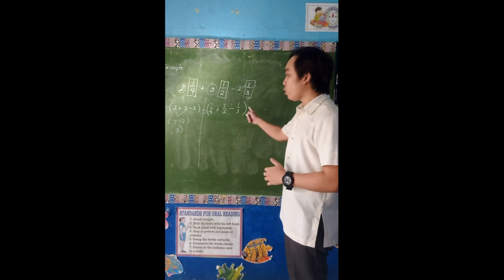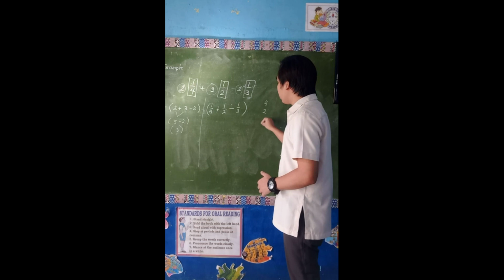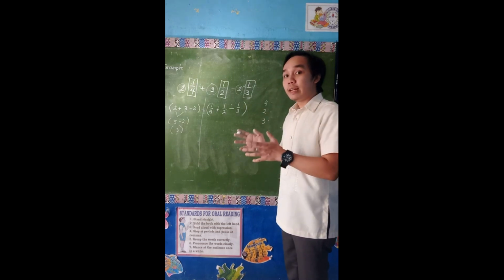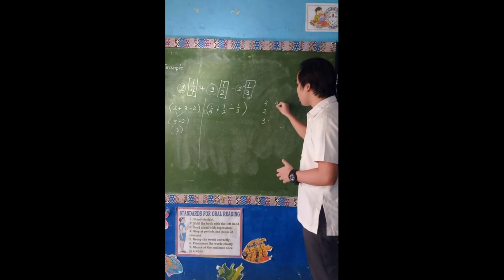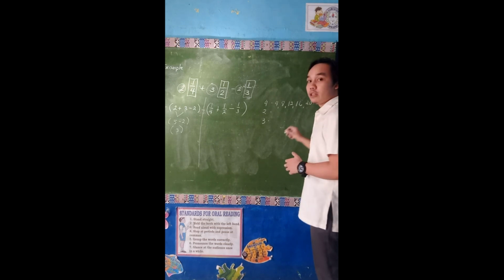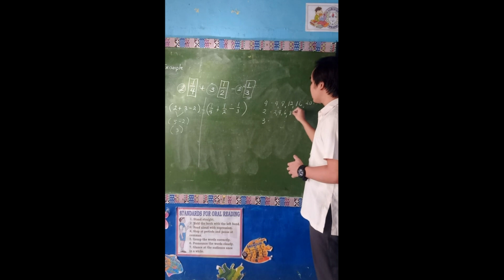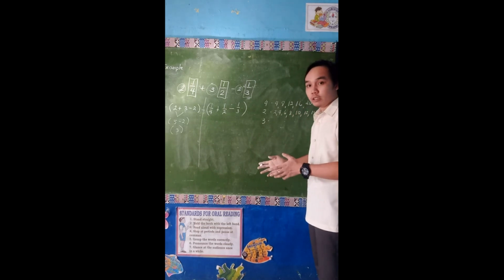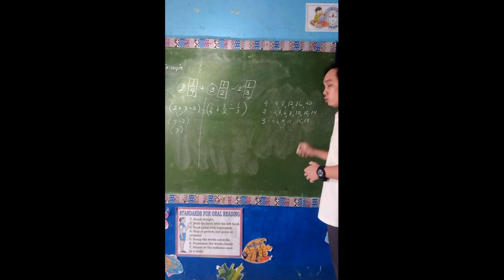So first, we are going to copy our denominators. We have 4, we have 2, and we have 3. Then we are going to list all their multiples. For 4, we have 4, 8, 12, 16, 20, and so on. For 2, we have 2, 4, 6, 8, 10, 12, 14, and so on. And for 3, we have 3, 6, 9, 12, 15, 18, and so on.